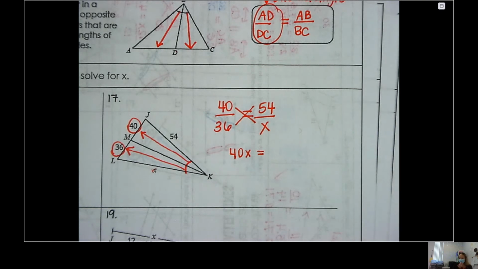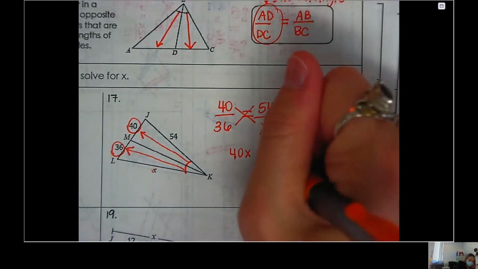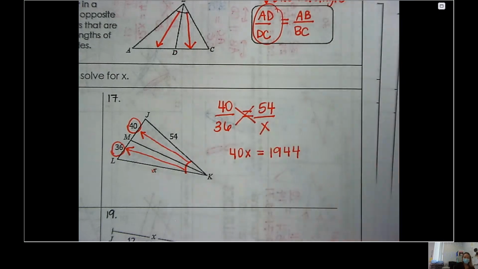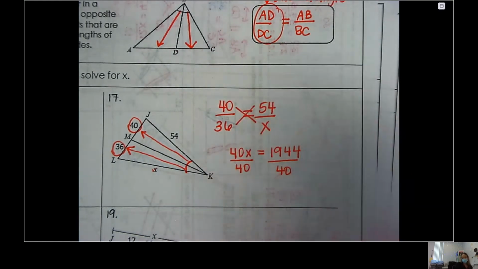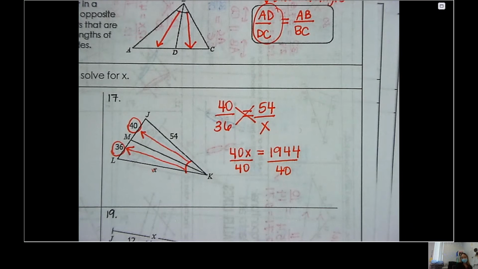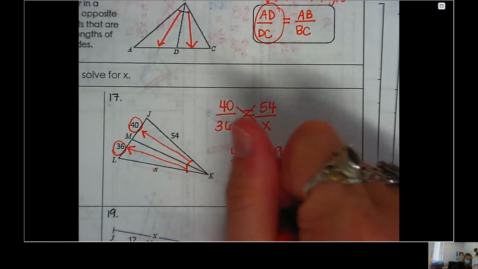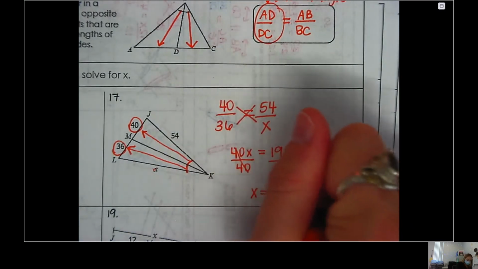What is it? 1,944. Okay, I'm just going to take your word for it. 1944. And then what's my last step? Algebra, divide by 40. Easy peasy. I do not know what that is off the top of my head. 48.6. Beautiful. And you're done.